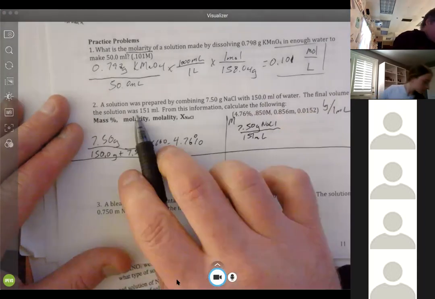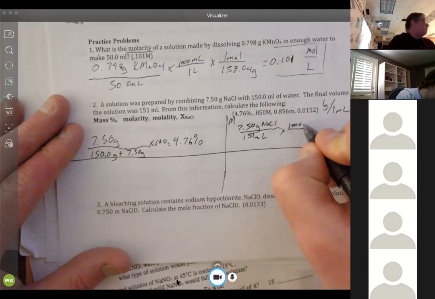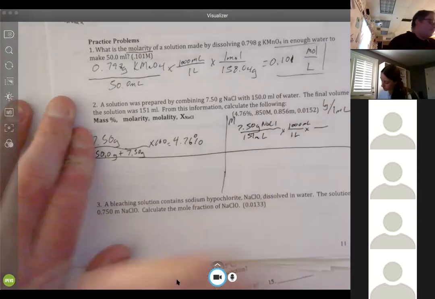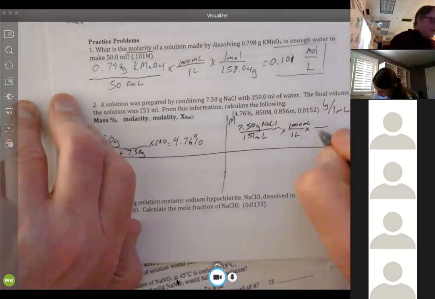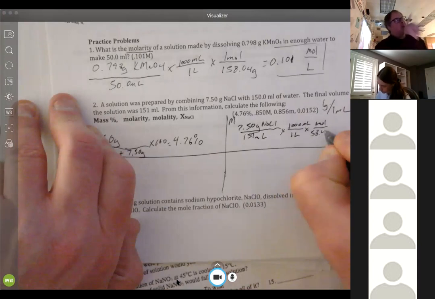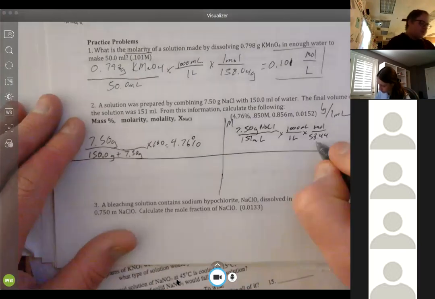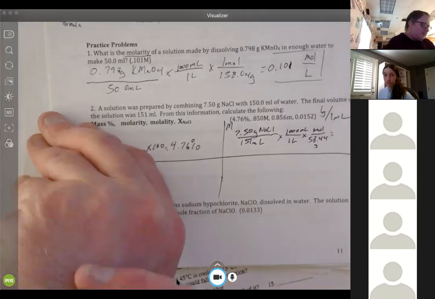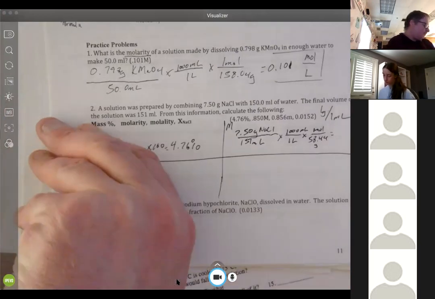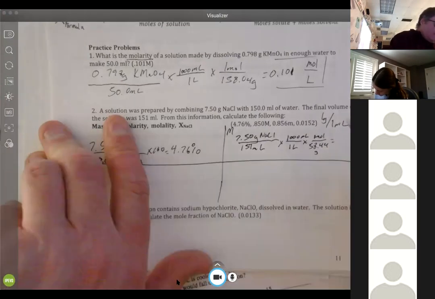So then we need to change 151 milliliters to a liter. 22.99 plus 35.45. The answer is 58.44. And the molar mass of sodium chloride is 58.44 grams per mole. So there we go. 7.50 divided by 151 times 1,000 divided by 58.44. It's about 0.8499. 0.8499 is going to become 0.850.